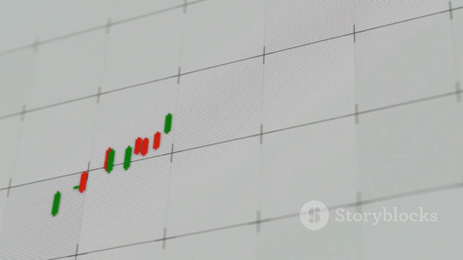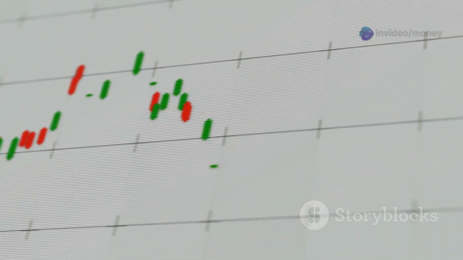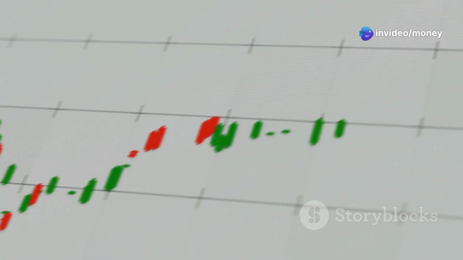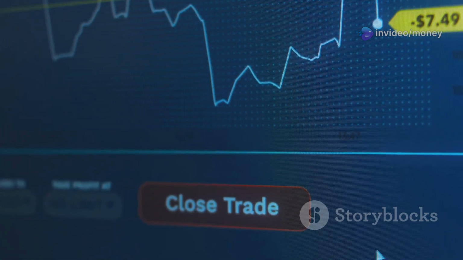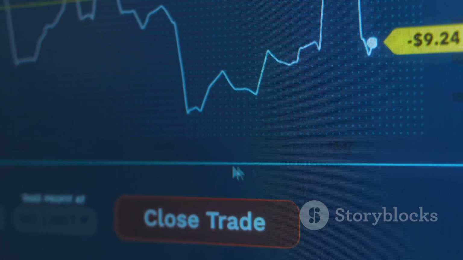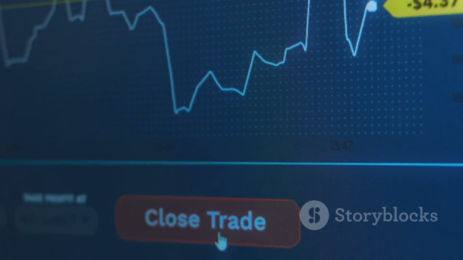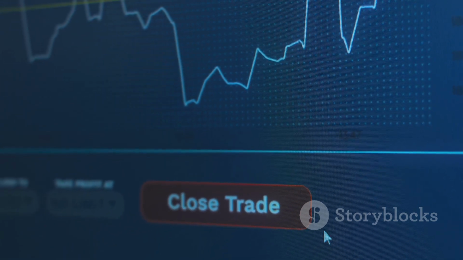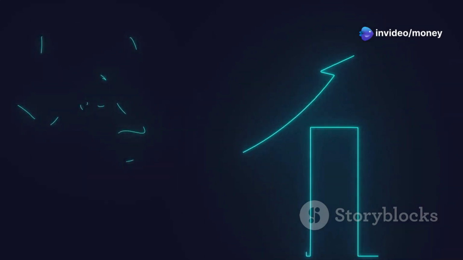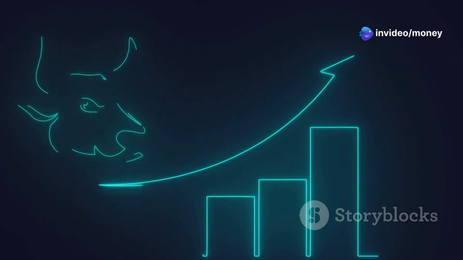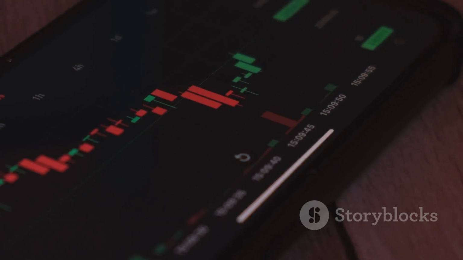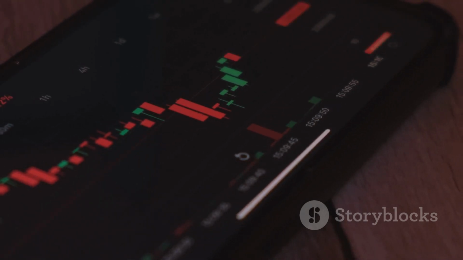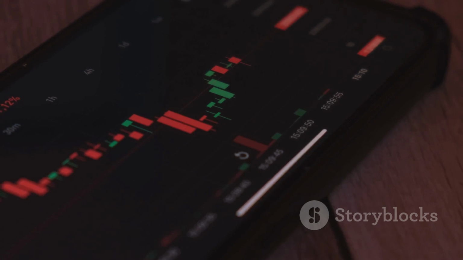The bullish Marubozu is perhaps the most straightforward and powerful single candle bullish signal. The word Marubozu means bald head in Japanese, which perfectly describes this candle. It's a long green or white real body with no upper or lower shadows. This pattern indicates that buyers were in complete control from the moment the market opened to the moment it closed. The price opened at its low and closed at its high, demonstrating relentless buying pressure throughout the entire session.